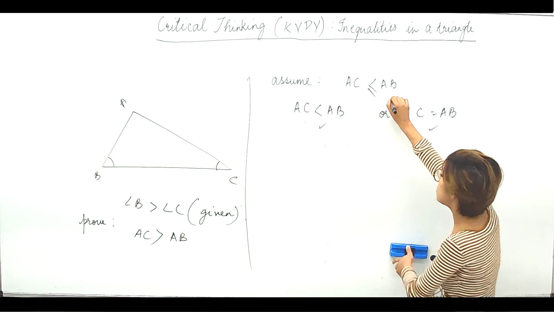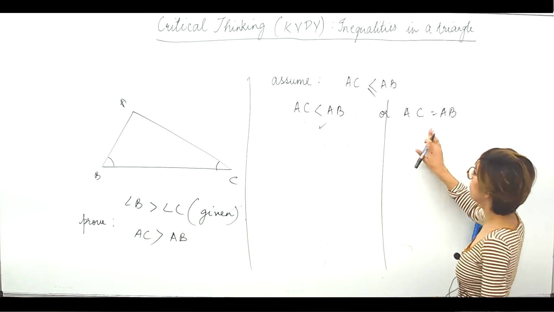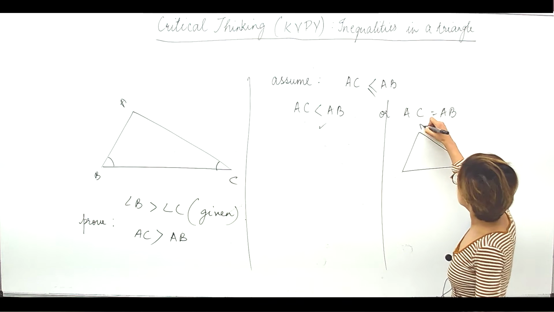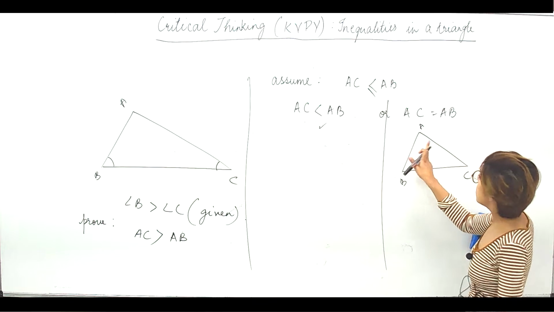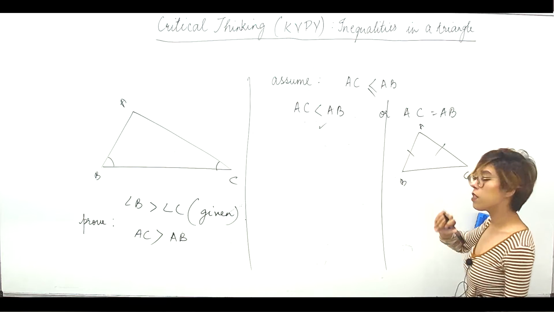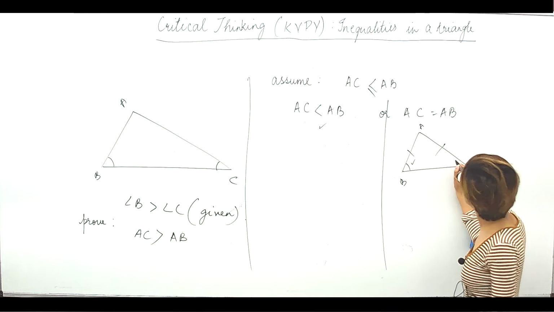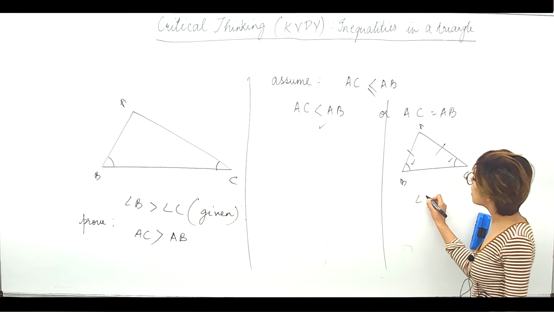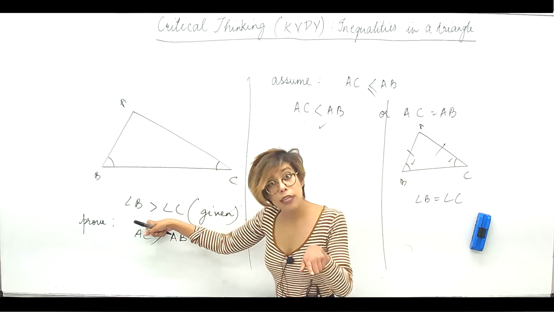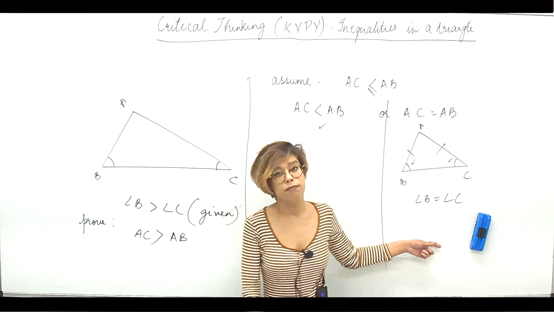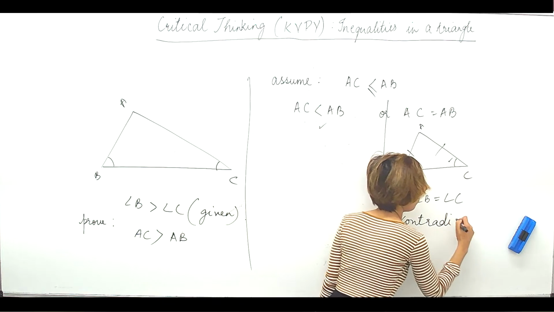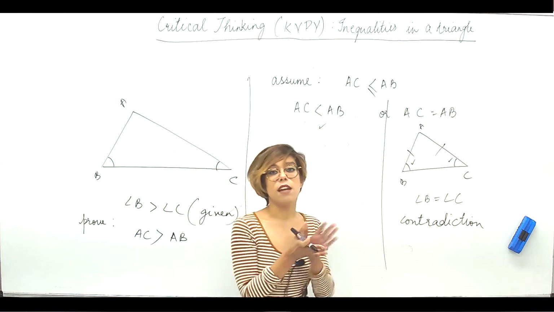So let me consider the easy case first. AC is equal to AB. So in my triangle ABC, you are saying that AC is equal to AB. These two sides are equal. Now clearly this is an isosceles triangle, so this angle will be equal to this angle. Angle B is equal to angle C. Oh, so what was given? Angle B is greater than angle C. Contradiction. Which is a contradiction. So in this case, it is done.